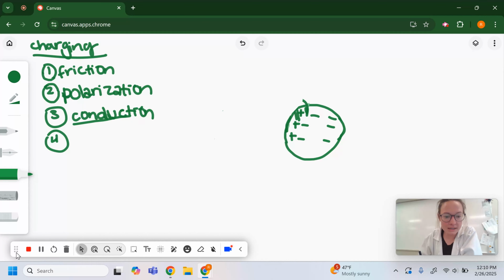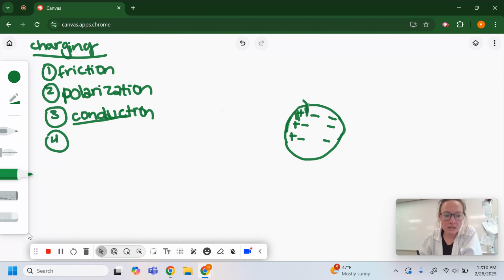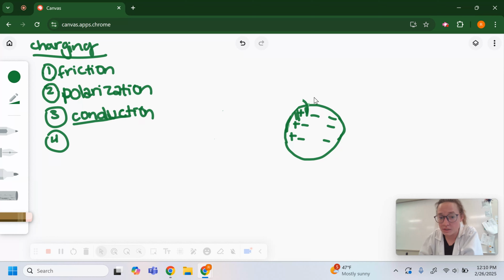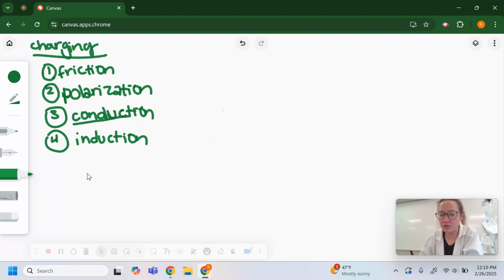Now, charging by conduction happens kind of like all the time, casually. Like you get off the trampoline and you accidentally shock your younger brother, like that just happens, and that's charging by conduction. You are transferring electrons to him or he is transferring electrons to you, either way. But charging by induction, which is our fourth method of charging, is not something that happens on accident. It's something that happens very, very intentionally.